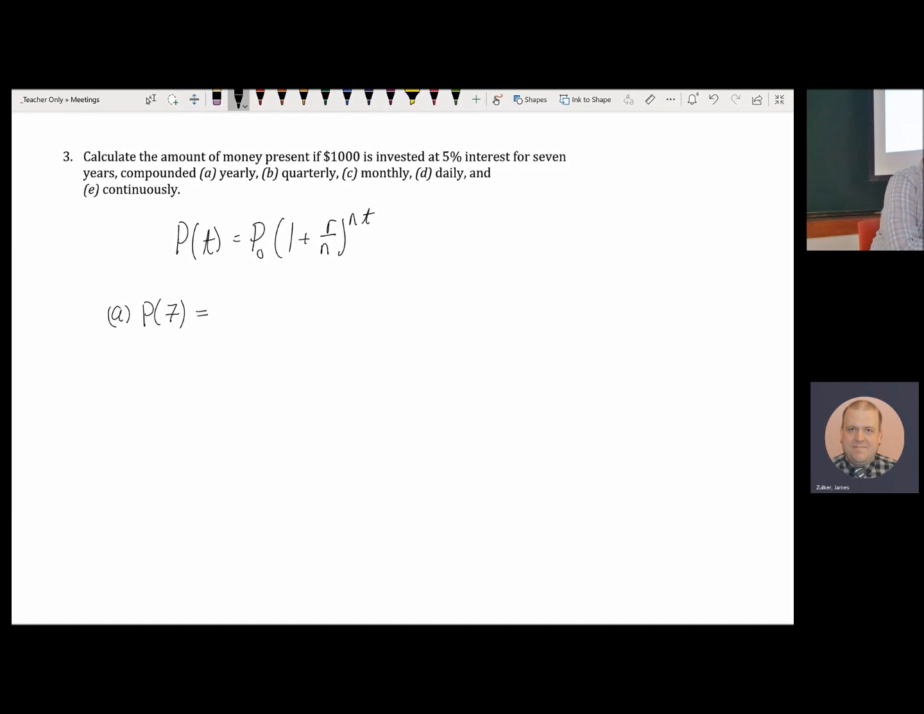Compounding yearly or compounding annually. P of 7, right, we want 7 years. $1,000 times 1 plus the interest rate, 0.05. What is N? Just 1, right? So it'd be 1,000 times 1.05 to the 7th power.